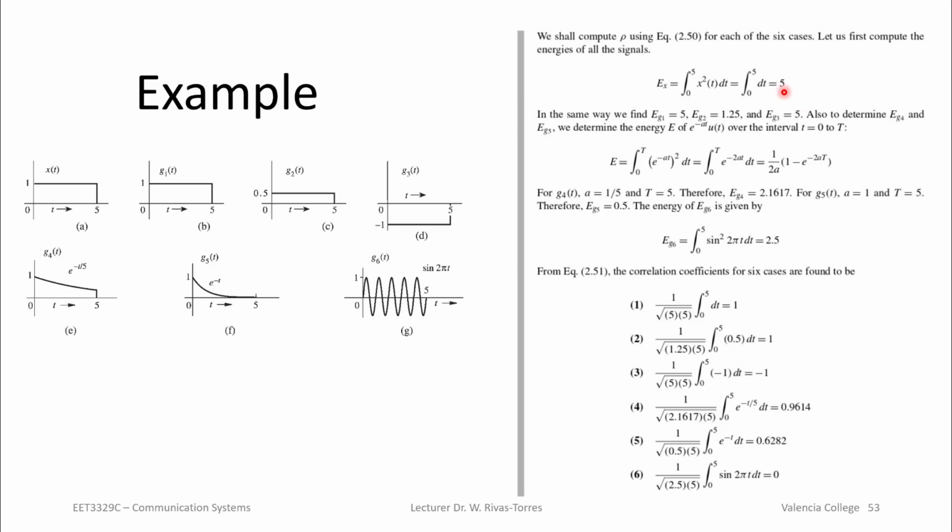You could have done that by inspection, by the way, because this is a rectangle, and the integral is the area under the graph. In our case here, 1 times 5 equals 5. And we need to calculate the energy of the rest of the signals, because we need that to calculate our rho value. So E of G1 is the same as E of x, so that's 5. Then the next one is 1.25, and so on.